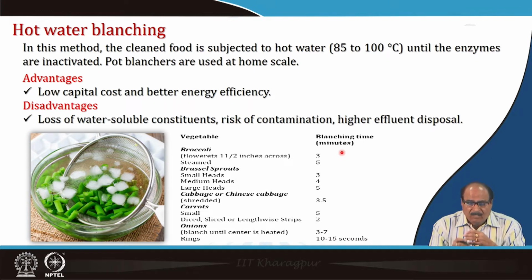In this table, I have given the generally recommended blanching times in minutes for commonly used fruits or vegetables. Broccoli can be blanched for 3 to 5 minutes. It is blanched or steamed. Carrots, depending upon their sizes, etc., from 2 to 5 minutes. Onion is blanched until the center is heated, like 3 to 7 minutes, or even rings of the onion are blanched just for 10 to 15 seconds.